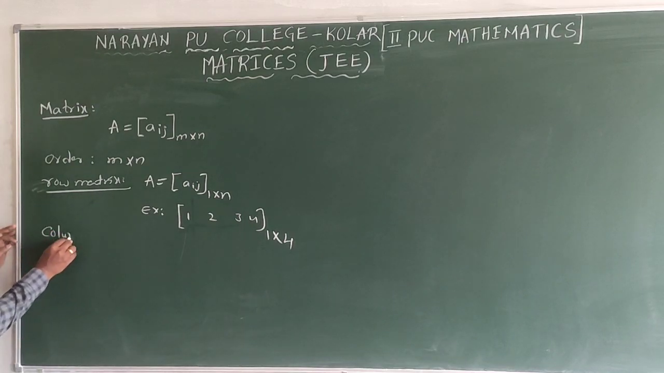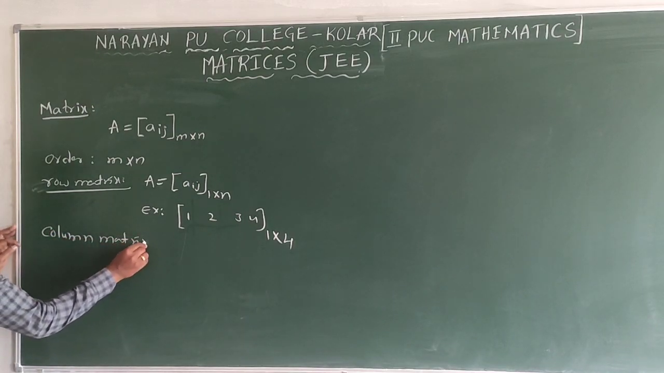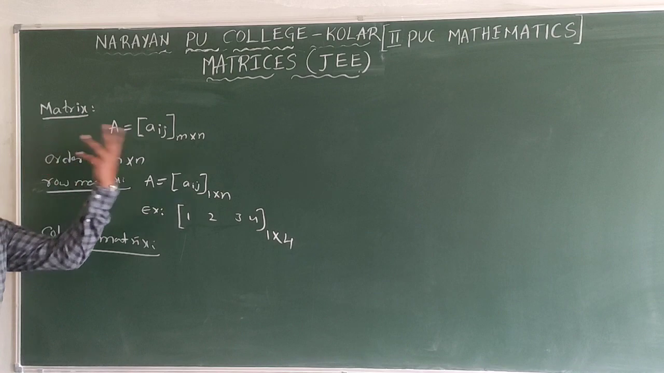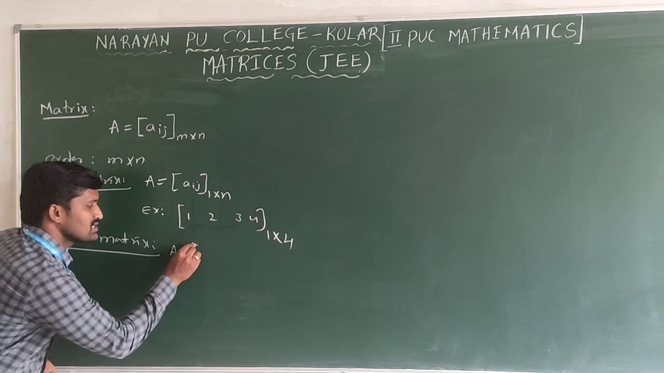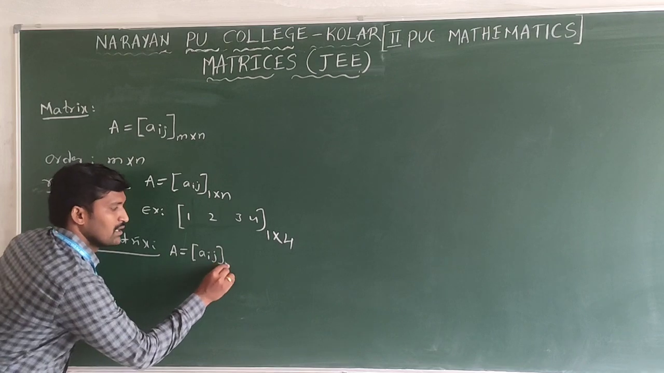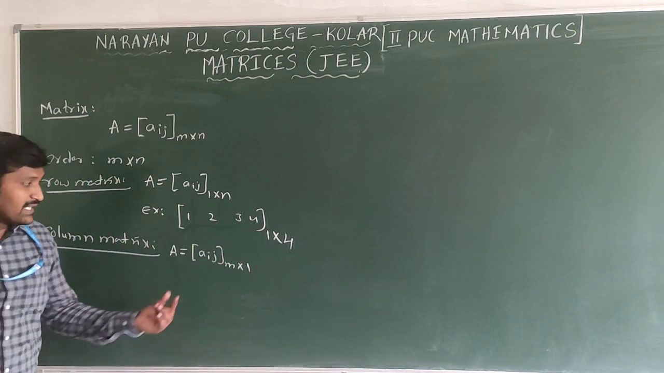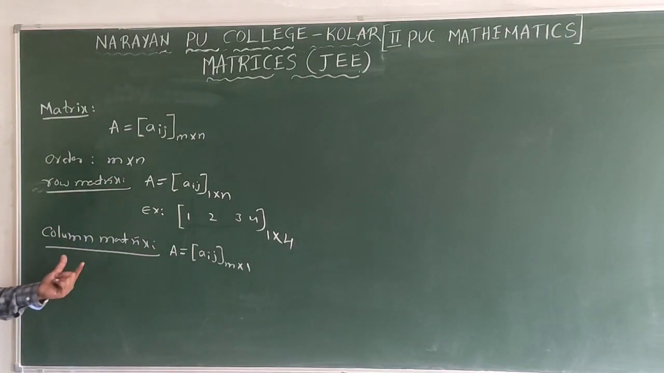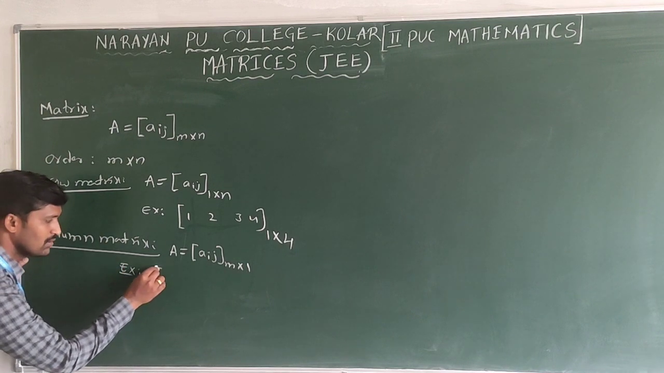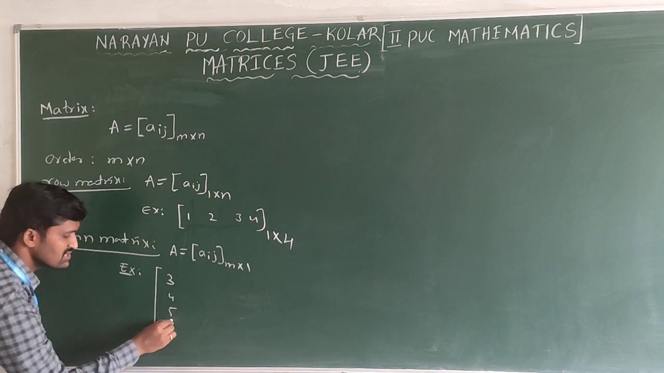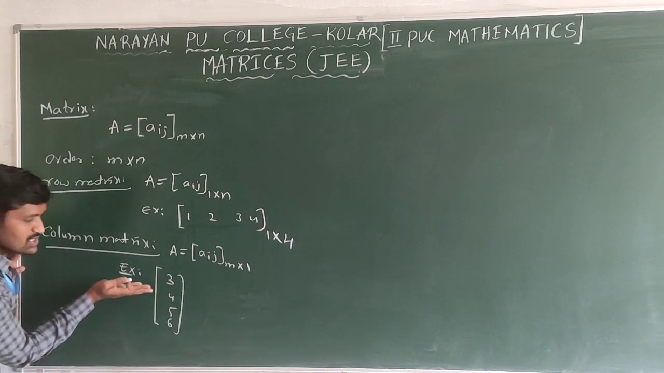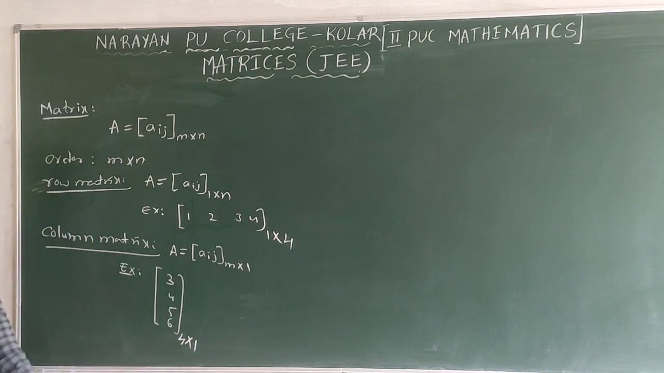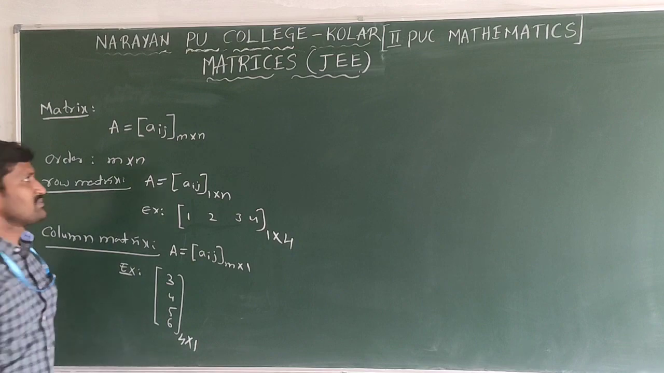Next, column matrix. A matrix having only one column and any number of rows. So here you can write, for example, m by 1. Here m rows are there but only one column. Clearly, which matrix? Column matrix. For example, 3, 4, 5, 6. Here how many rows are there? 1, 2, 3, 4. There is only one column. That's why it is clear which matrix? Column matrix.